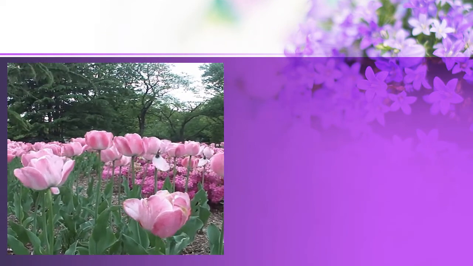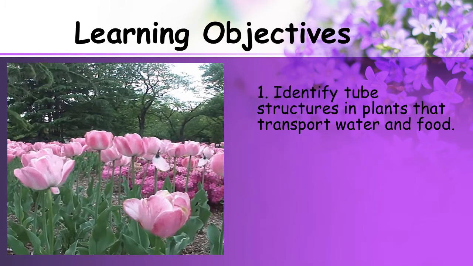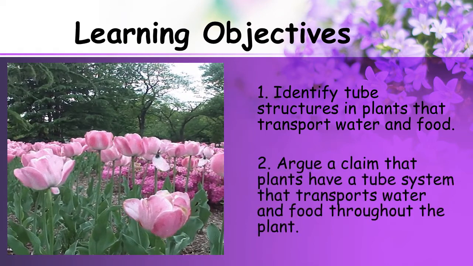And now let's start with our learning objectives. First, we're going to identify tube structures in plants that transport water and food. Second, we're going to argue a claim that plants have a tube system that transports water and food throughout the plant. So in short, in this lesson, we're going to find out more about the inside part of the plants that helps them grow and survive.